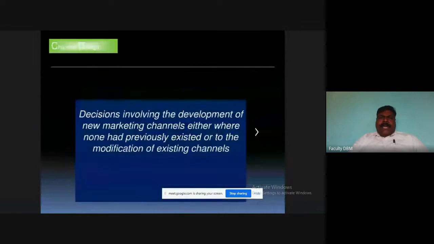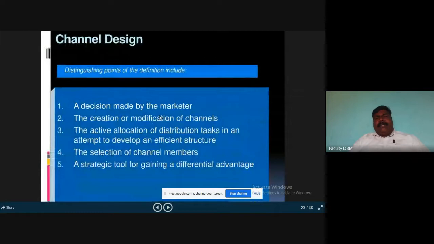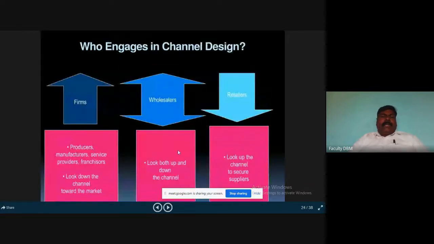While designing the marketing channel, the decision involves the development of new marketing channels, either where none had previously existed or the modification of existing channels. It is a decision made by the marketer: the creation or modification of channels and the allocation of distribution tasks in an attempt to develop an efficient structure. Selection of channel members is a strategic tool for gaining a differential advantage.